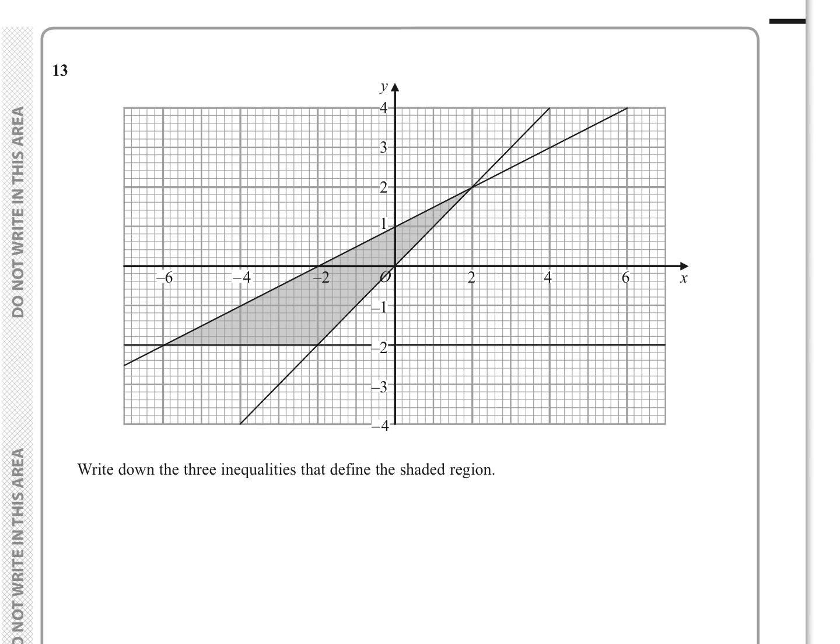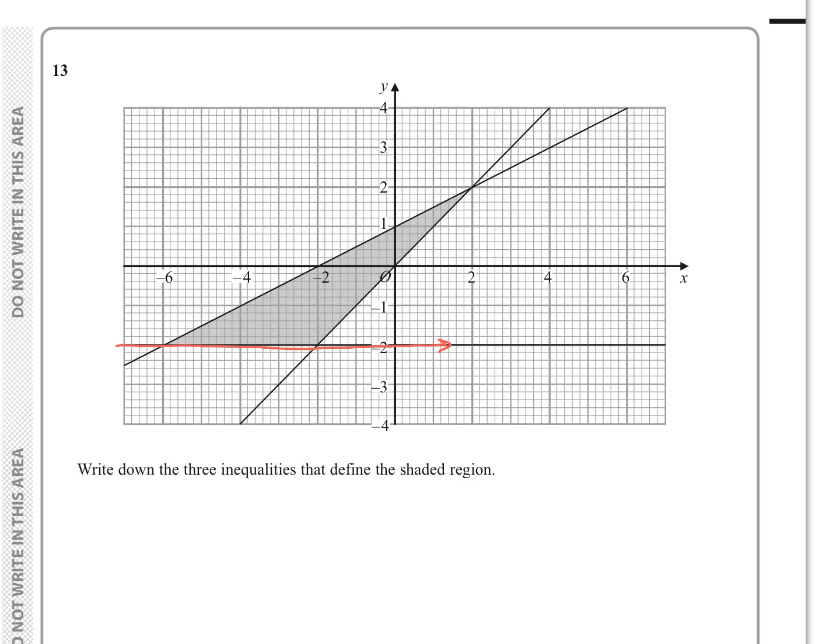Question 13. We have to write down the 3 inequalities that define the shaded region. Now, in this case, it looks like these points on the extremes are allowed because they're not dotted. So we know we're not just going to have greater than or less than, we're going to have either greater than or equal to or less than or equal to. So let's start with what I think is the easier one, and that is, let's have a look at this line here.